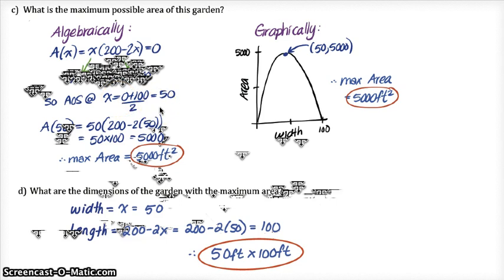It's got to be the axis of symmetry. That's got to be the x value of the vertex. So you plug that back in into the function for area, and you can find out the area is 5,000 square feet.